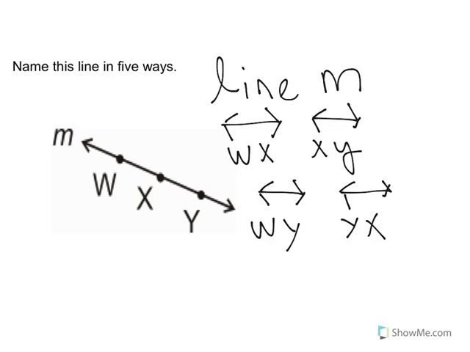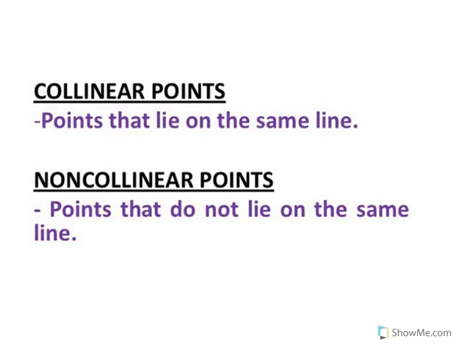Right, and then there are more than 5 ways, but these are just the 5. Okay, now the next concept is called collinear points: points that lie on the same line. For example, we can have a line, and these are your collinear points, so they all must be on the same line. And non-collinear points are points that do not lie on the same line.